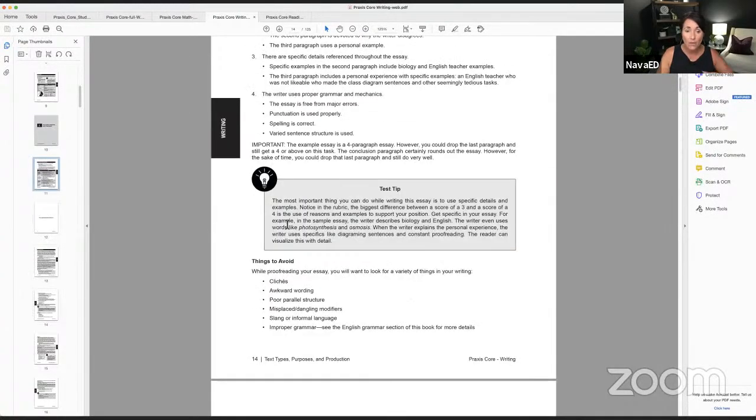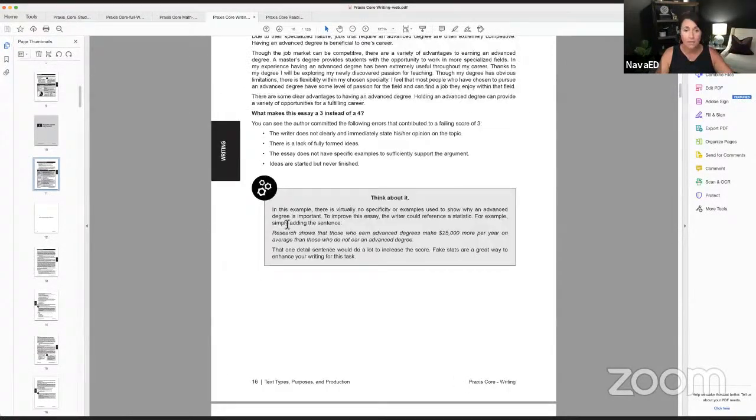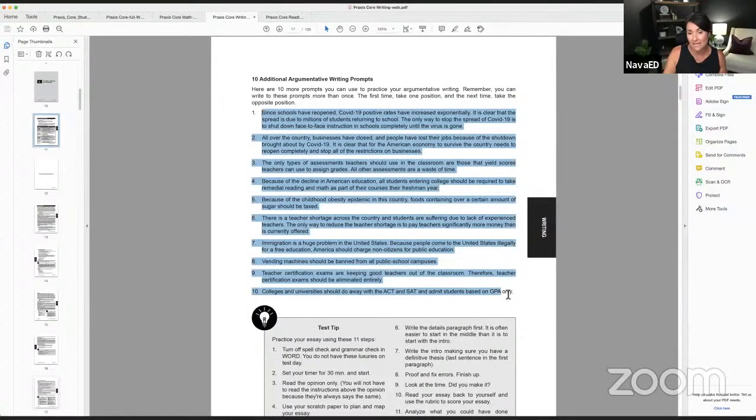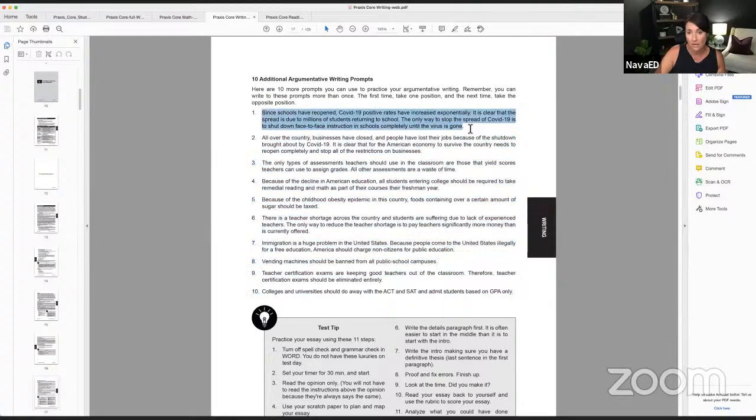And then for all the following days, let's keep going here. We have 10 additional argumentative writing prompts. That means you could write 20 essays here, because you could write pro or agree to 1, disagree to 1, agree to 2, disagree to 2, agree to 3, disagree to 3. You can write this from 2 perspectives here, which really helps you with writing.